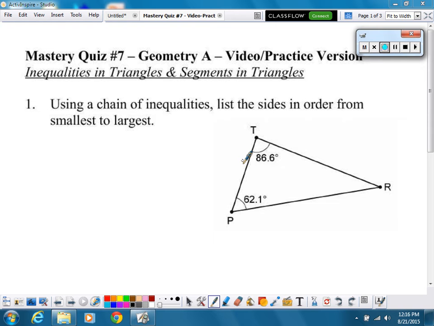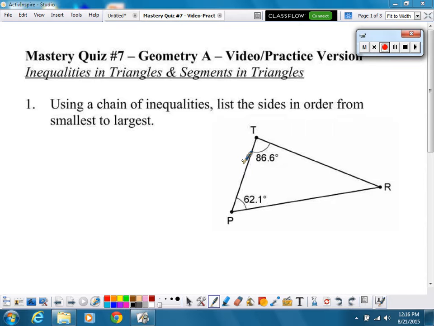Hello everybody. Today we're going to be talking about Mastery Quiz number 7 in geometry. First question here has to do with identifying our sides from smallest to largest given a triangle.